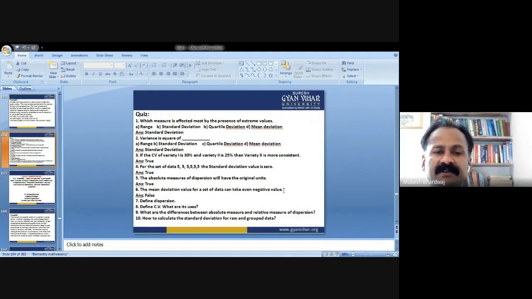The mean deviation value for a set of data can take even negative values. No, this is false. And these are some questions for your assignments.